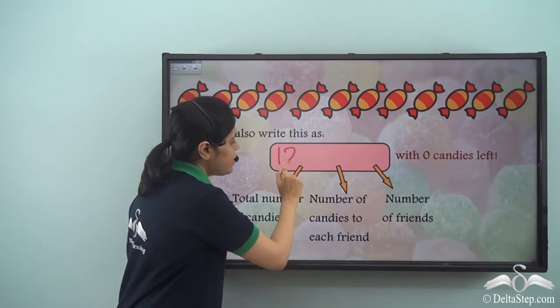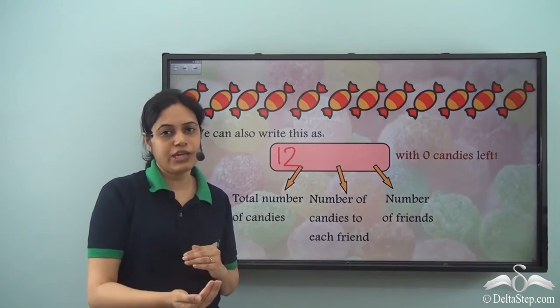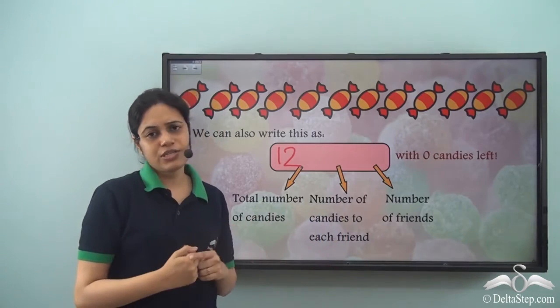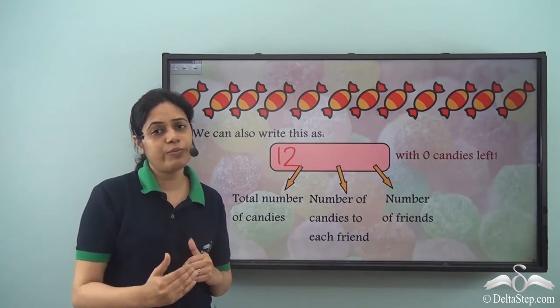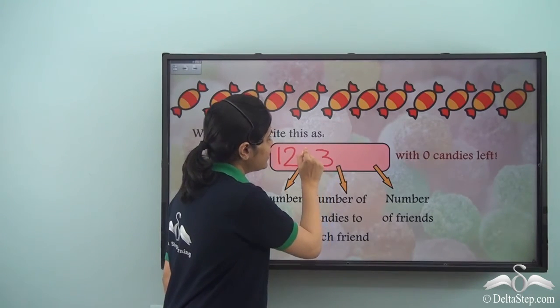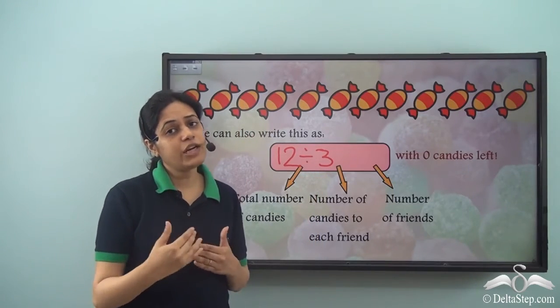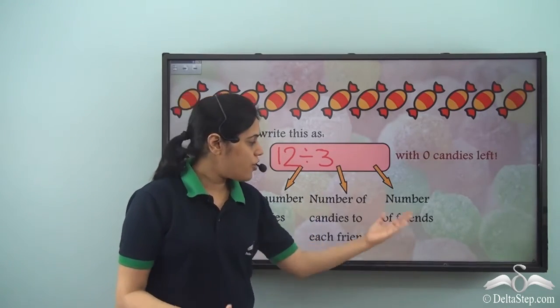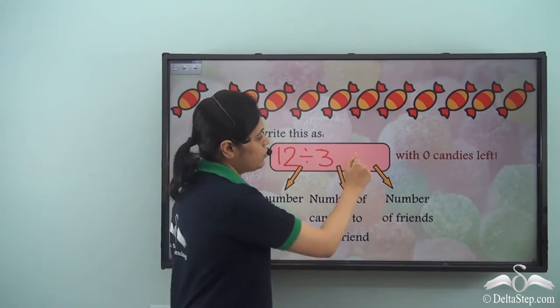We started with 12 candies. Suppose we have to form groups of 3. So you need to decide, you want to give 3 candies to each of your friends. So you want to make groups of 3 candies. So 12 candies will be divided by 3. So how many groups can be formed? Or how many number of friends can you give those candies to? 4.